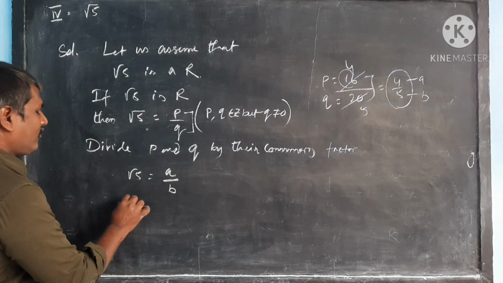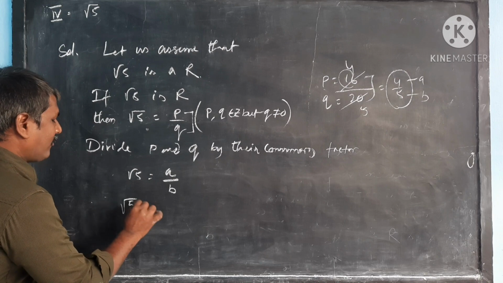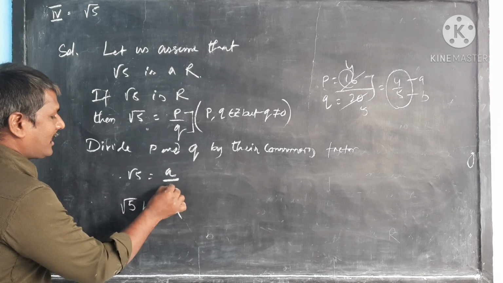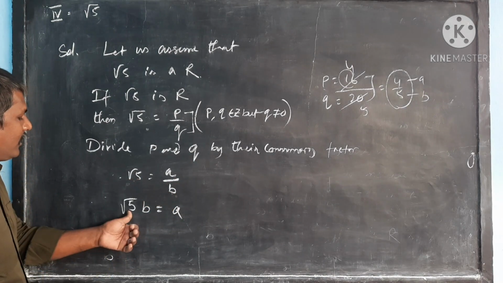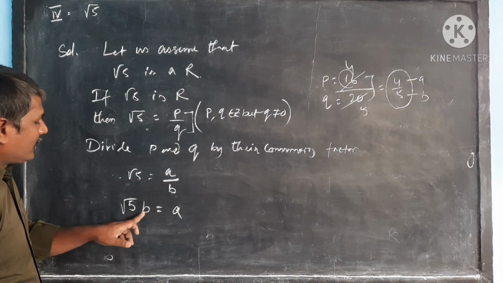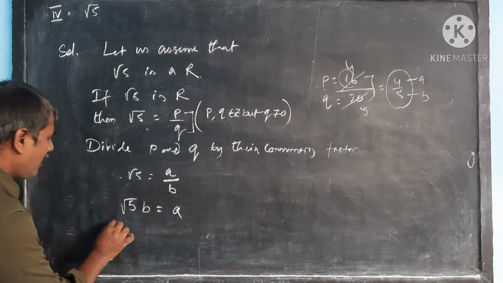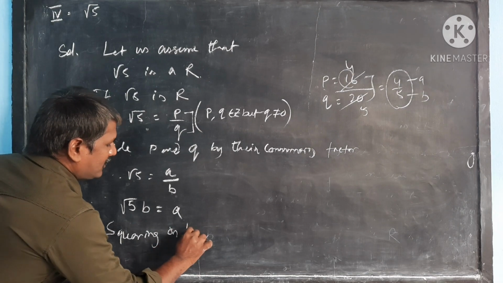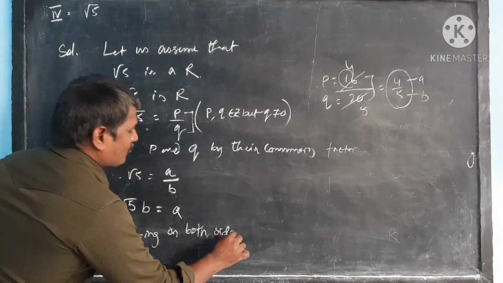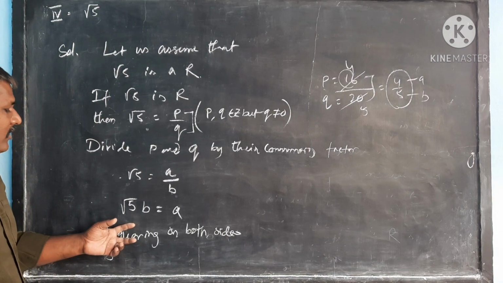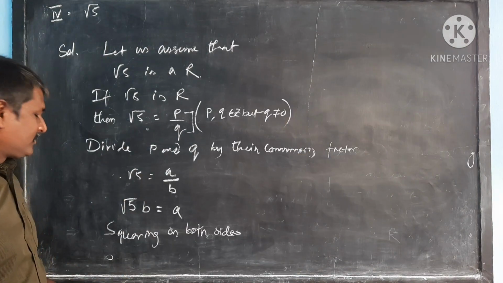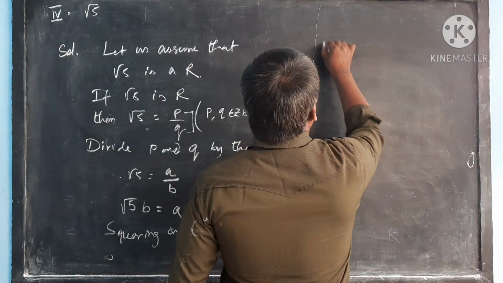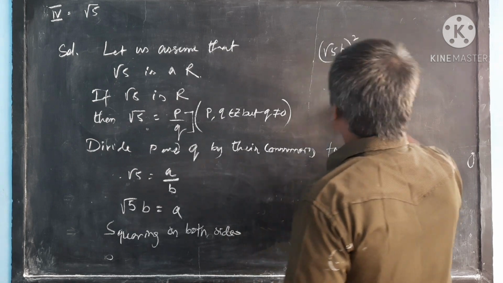Now we transfer it. Root 5 into b is equal to a. When you transfer b from the right side to the left side, it is divided, and then it comes to the left side as multiplication. So root 5 into b is equal to a. Now squaring on both sides of the above equation, we get root 5 b whole square is equal to a square.